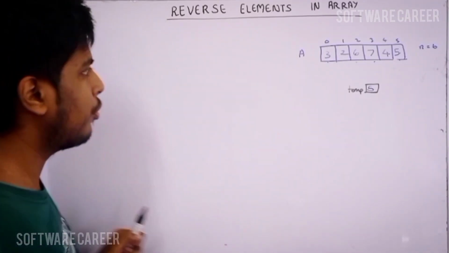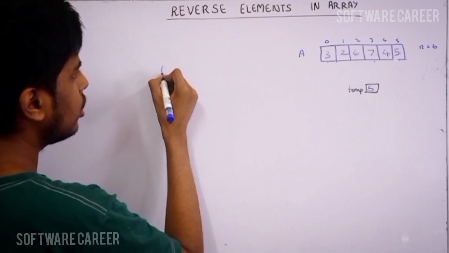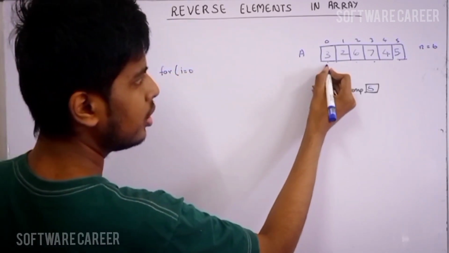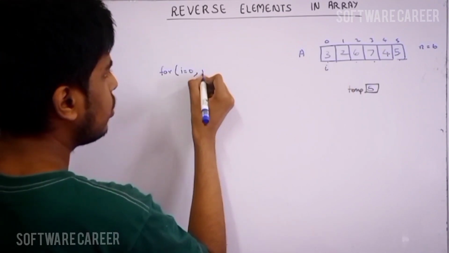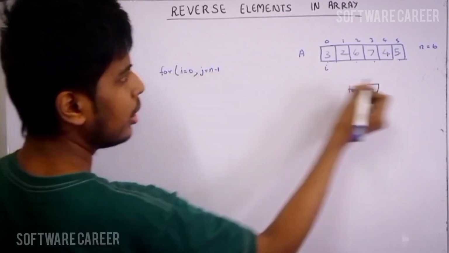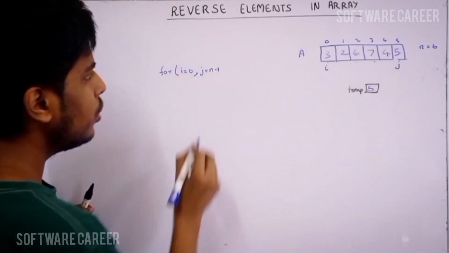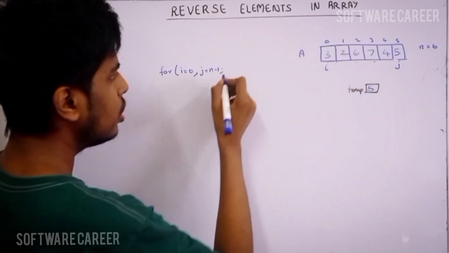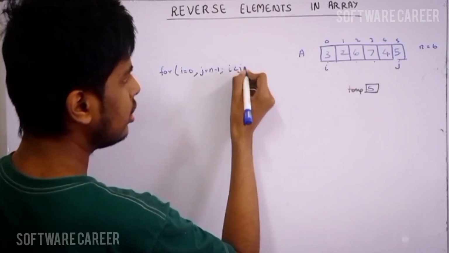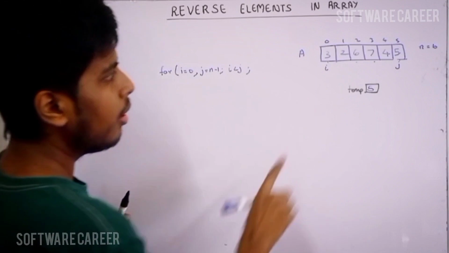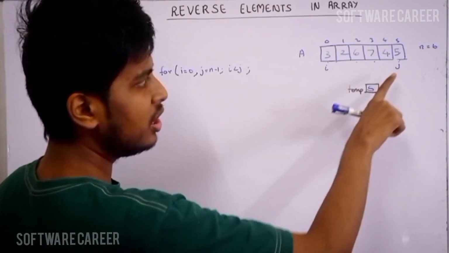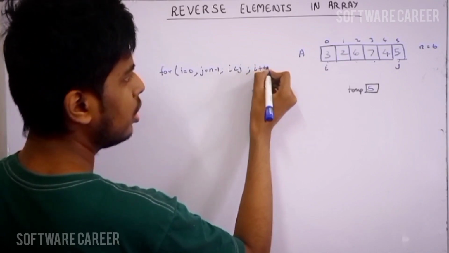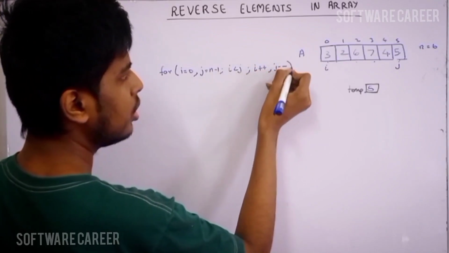Now I am writing the code for this. See, for i equals 0, because I am fixing i here, comma j equals n minus 1. j I am fixing here. Now I am writing the condition. It should travel till i is less than j, so I am writing i less than j. Then i should move 1 by 1 forward and j should move 1 by 1 backward. So I am writing i plus plus, comma j minus minus.